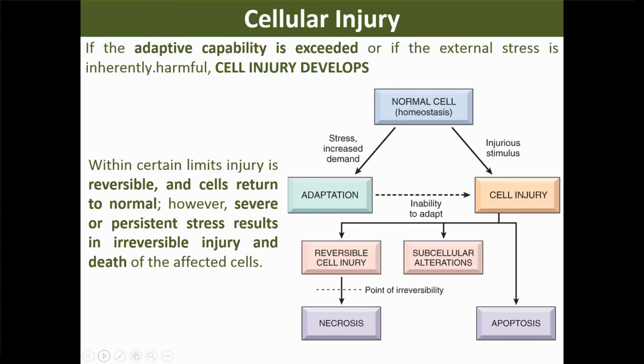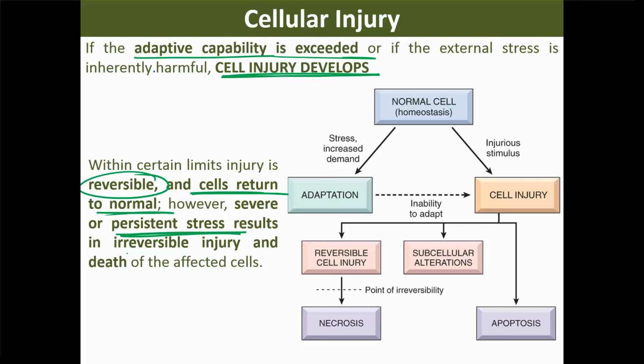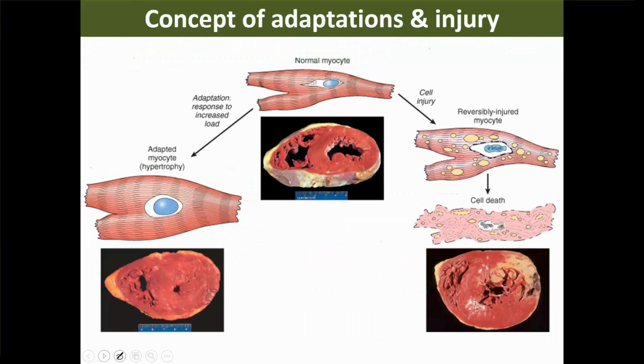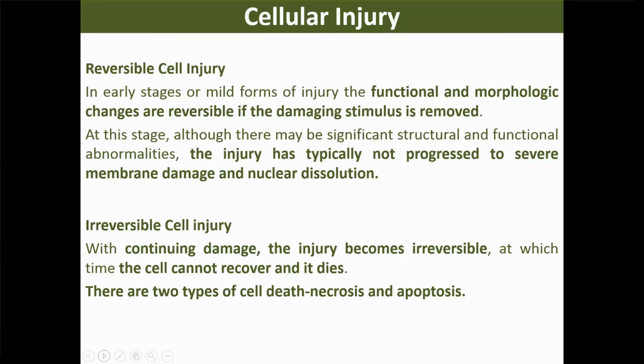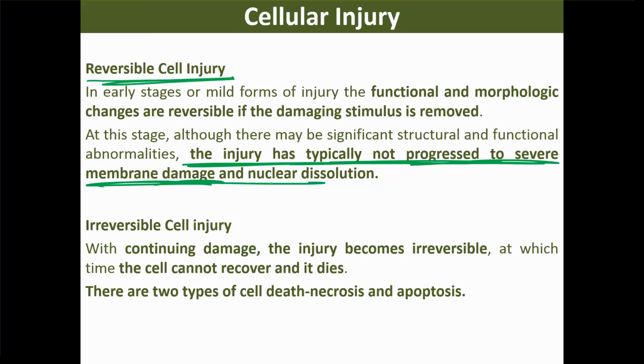If the adaptive capacity of the cell is exceeded, cell injury develops. Cell injury may be reversible, where the cell can return back to normal. If the stress is persistent, the cell goes for irreversible cell injury, resulting in cell death. Reversible cell injury means the injury has typically not progressed to severe membrane damage and nuclear damage. That is the stage called reversible injury.